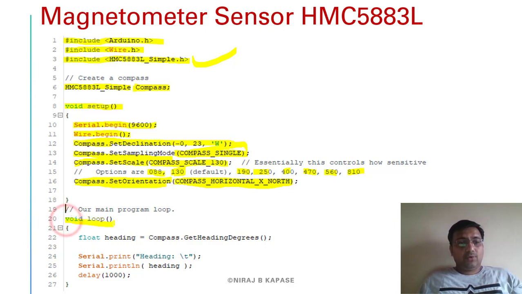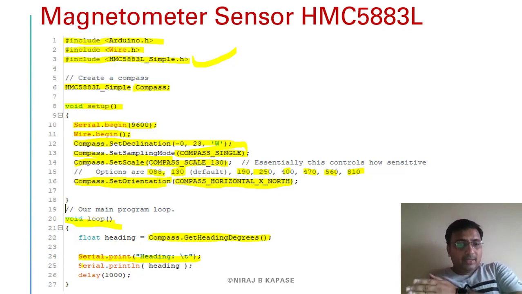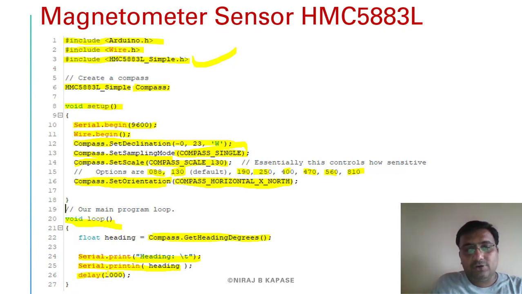Then void loop, so this is the main program. In this void loop, float heading equals compass.getHeading. Get heading means it will read how your IC is fixed and in which direction it is, and then it is going to print the output. Serial.print \t stands for tab, it will give one space as a tab, and then it will print the heading. So Serial.println(heading) and delay of 1 second. So every 1 second it's going to read the heading of the compass and write the heading on the serial window.